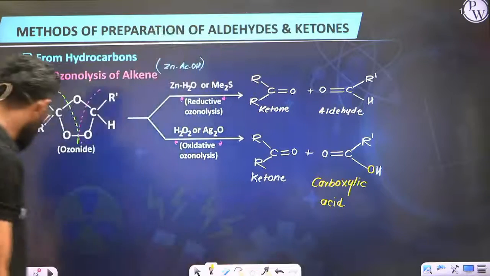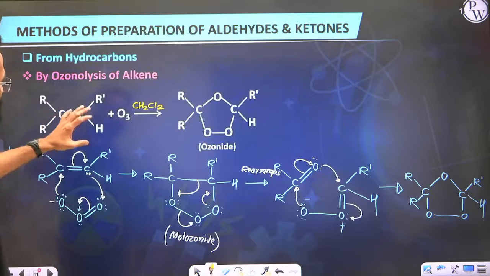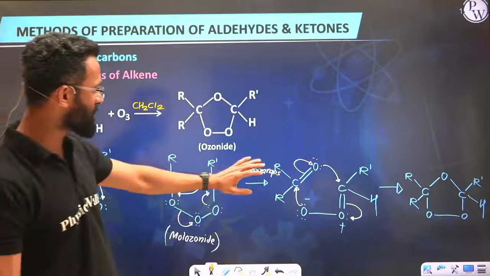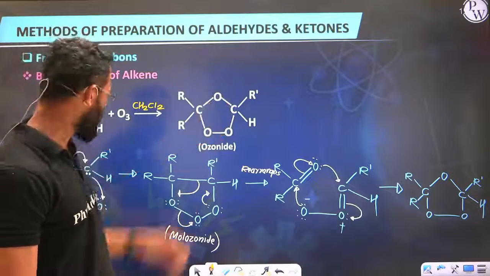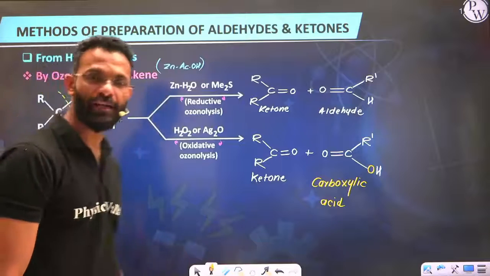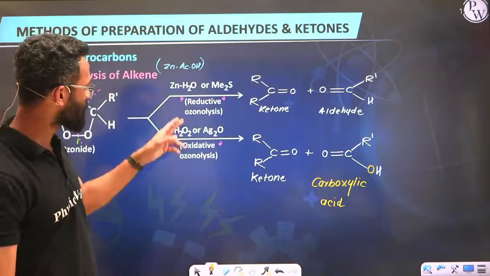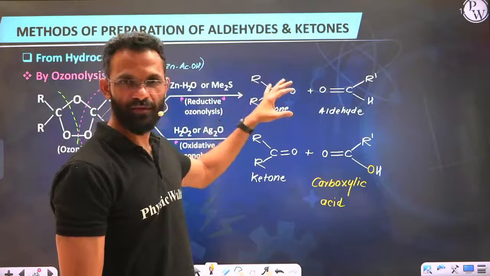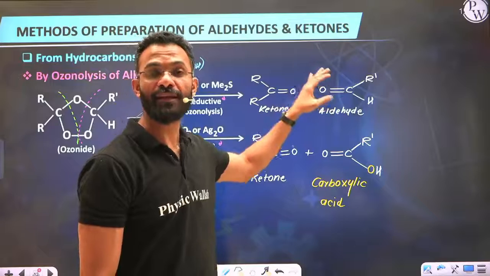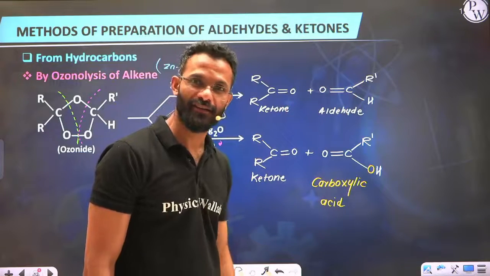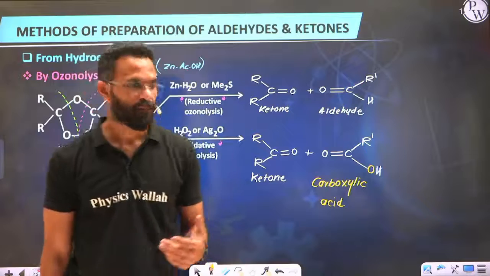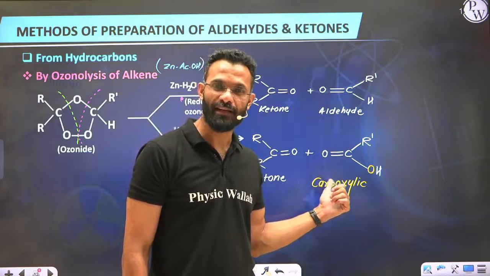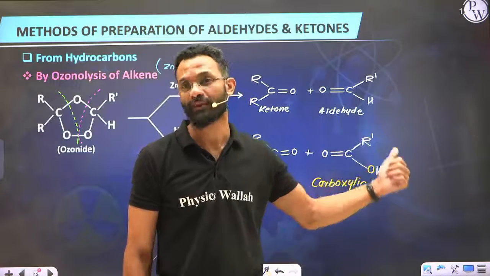Conclusion: an alkene, when subjected to ozonolysis in presence of CH2Cl2 via molozonide followed by rearrangement, produces ozonide. This ozonide is further broken or decomposed either under reductive condition or oxidative. Upon reductive condition, if your product is ketone, it will remain ketone, and if your product is aldehyde, it will still remain aldehyde because conditions are reductive. But if conditions are oxidative, then ketone will remain ketone only. But if any compound is going to form an aldehyde, it will be oxidized to carboxylic acid.